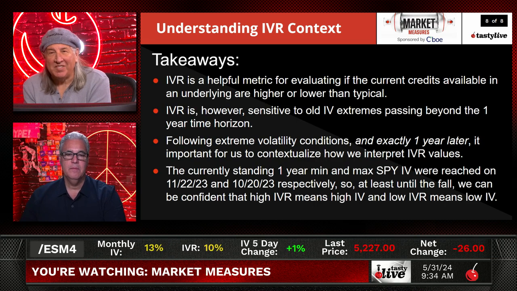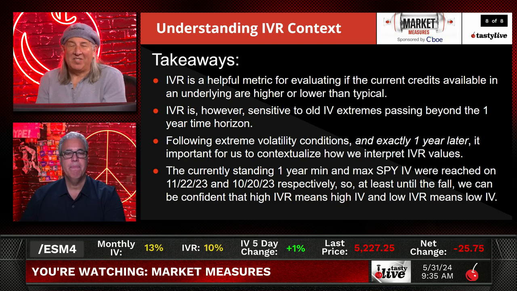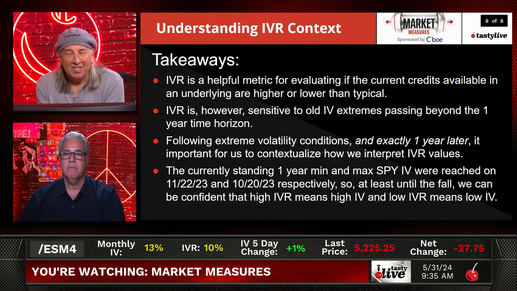Implied volatility rank is a very helpful metric for evaluating if the current credits available in an underlying are higher or lower than typical. IVR is, however, sensitive to old implied volatility extremes passing beyond the 1 year time horizon. That's the weakness of this logic, is that there are 1 year time horizons, and when things clear out, things change. We have analyzed this up, down, and sideways, and this is the best way to do it. Does it have a few faults? Of course. We couldn't find a better way to do it. This was the cleanest, simplest, most straightforward way.